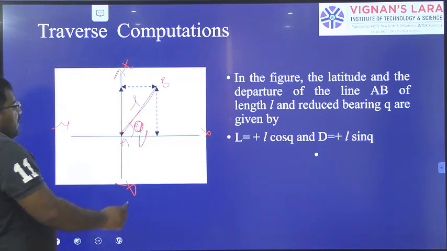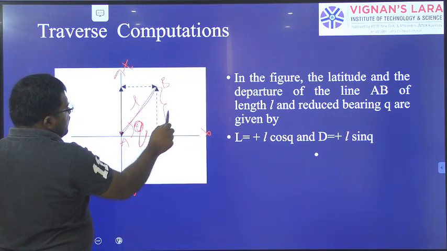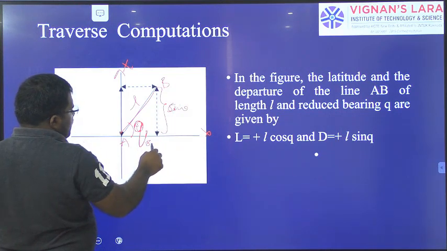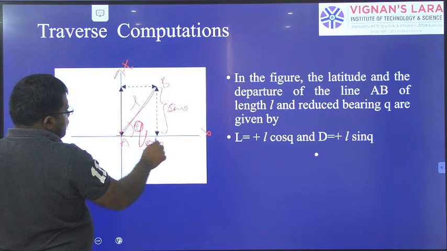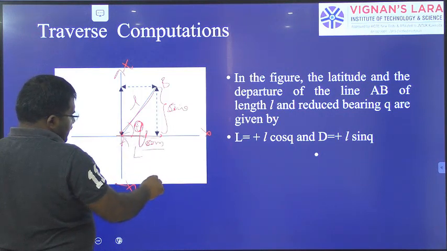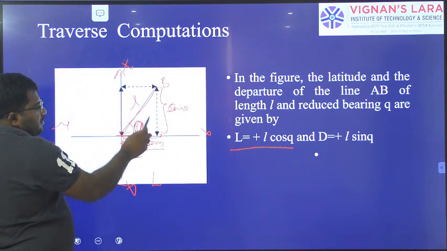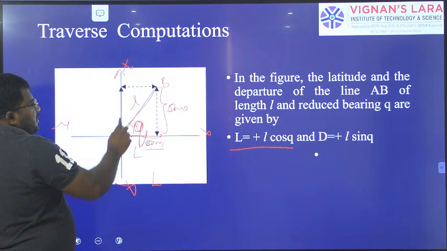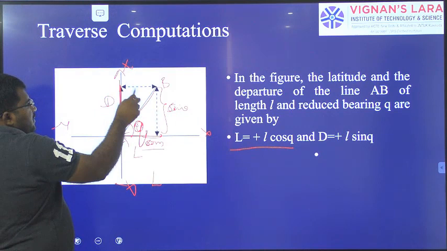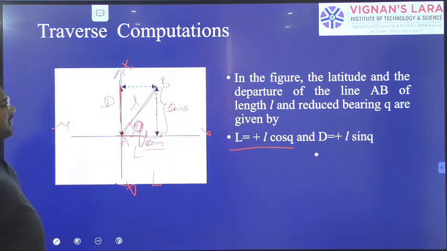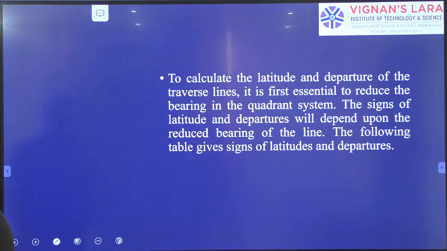So here, what is cos theta? This side will be cos. Sorry, sine, and this will be the cos. So this horizontal length L, L is equal to how much? Plus L into cos Q is the latitude, and the departure, this length, is plus L into sine Q. Like that we are going to do.